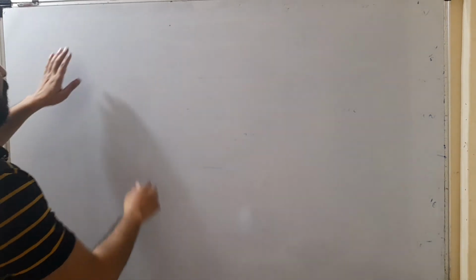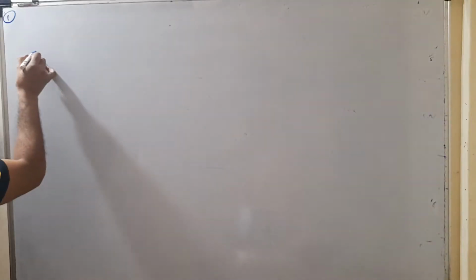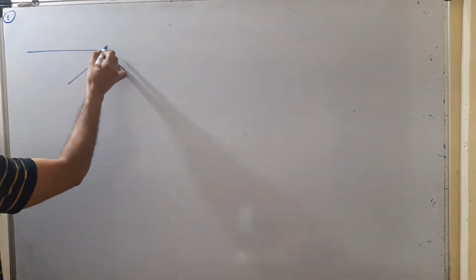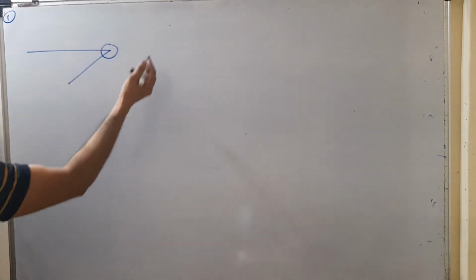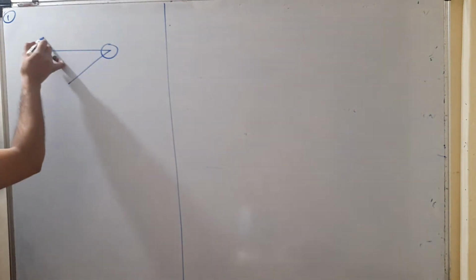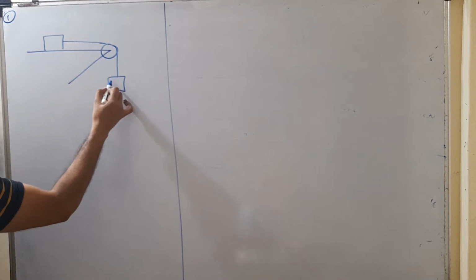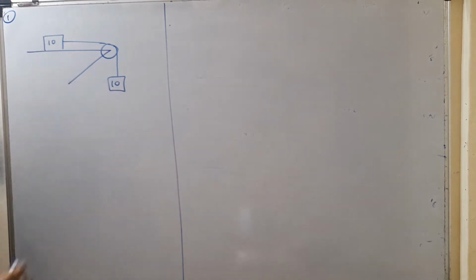Okay. So next we will be solving problems based on connected bodies. Suppose the first question: there is a horizontal surface. Next, how friction changes on an inclined surface and a horizontal surface. There is a block over this surface which is connected with another block. This block is of mass 10 kg. This block is also of mass 10 kg only.